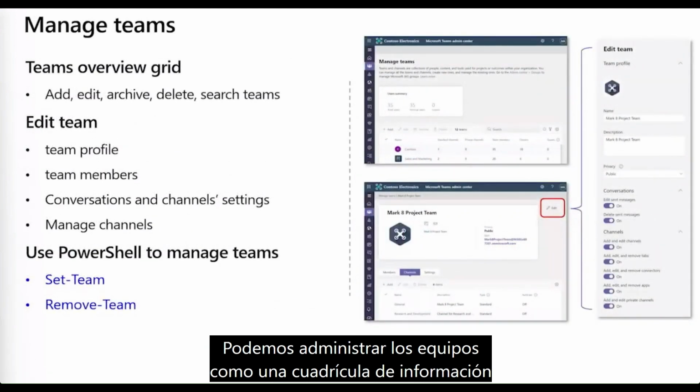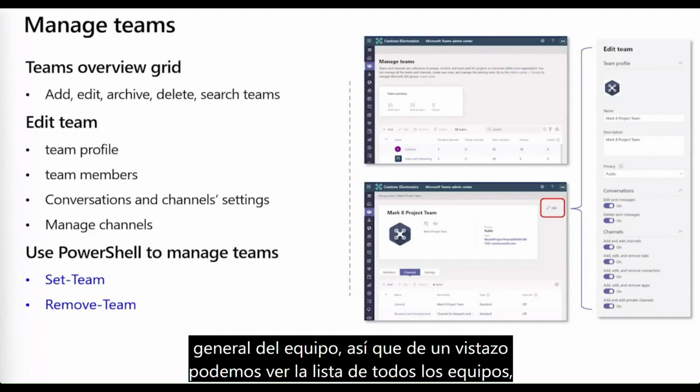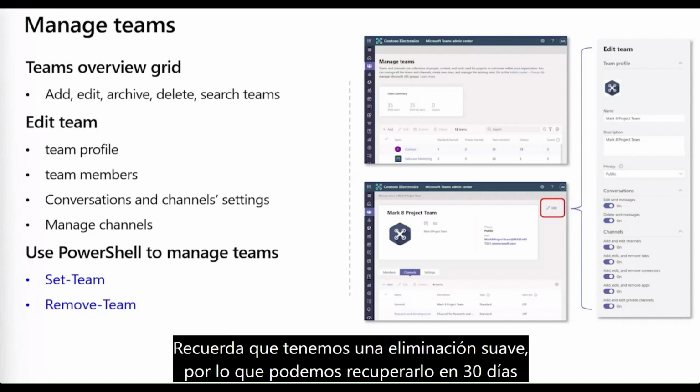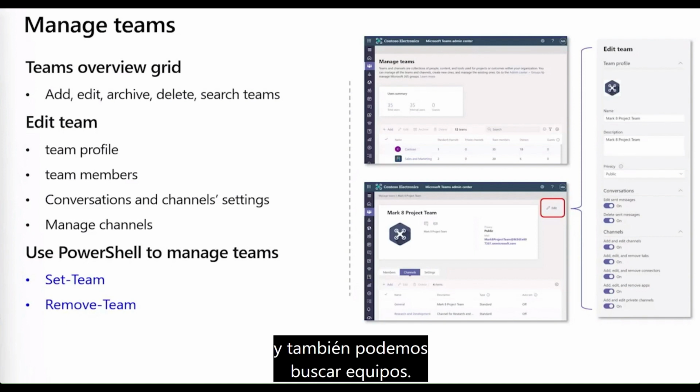We can manage teams. There's a Teams overview grid, so at a glance, we can see a list of all teams, active users, whether the team is archived, whether it's deleted. Remember, we have soft delete, so we can recover within 30 days. And we can search for teams as well.